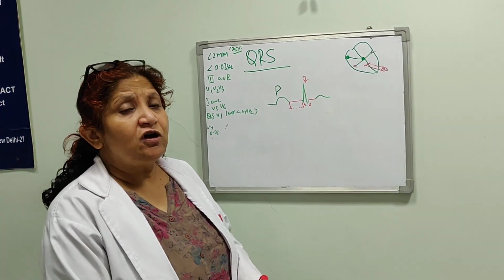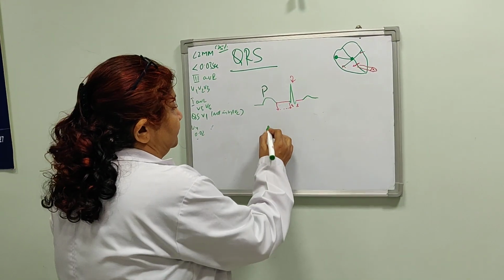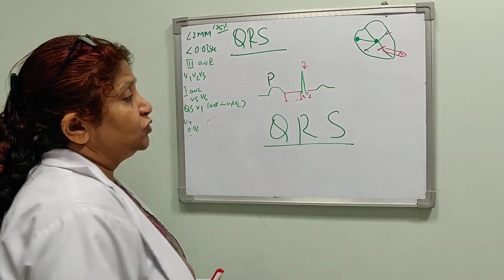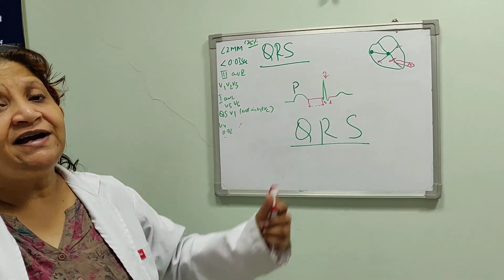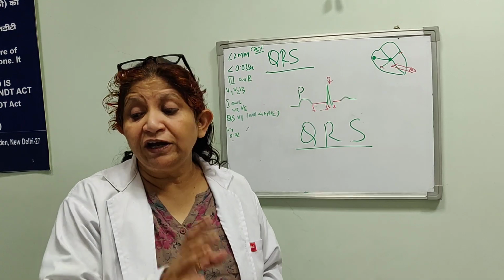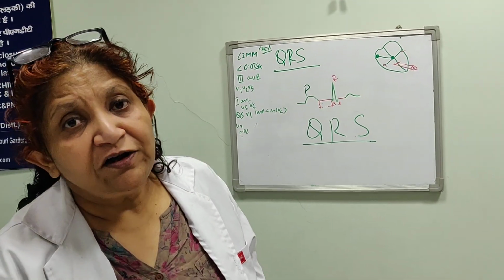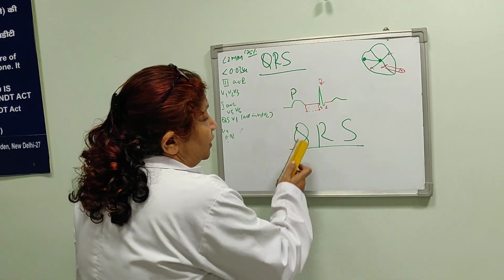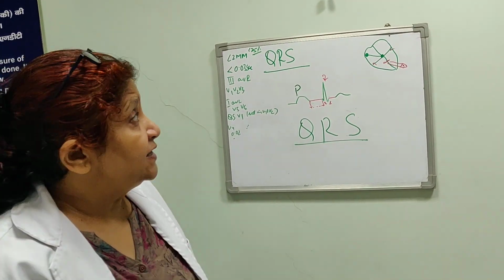Then today's topic is the QRS interval or QRS wave. Alright. So this QRS represents ventricular depolarization. It represents total ventricular depolarization. So the first wave is the Q wave, right?